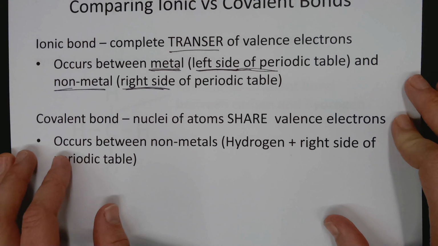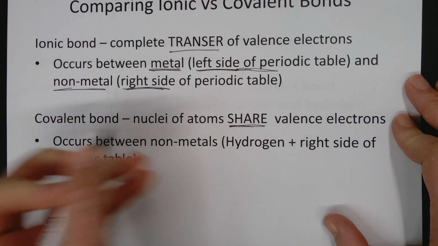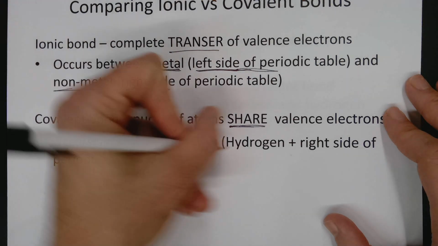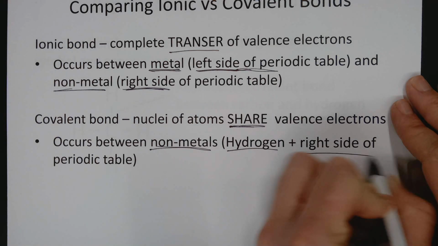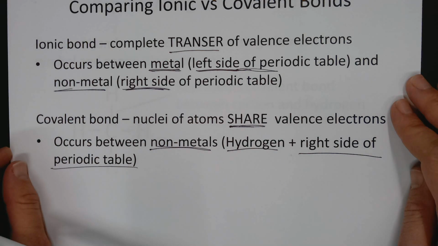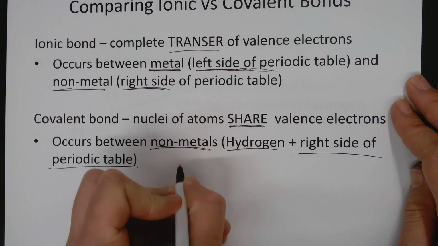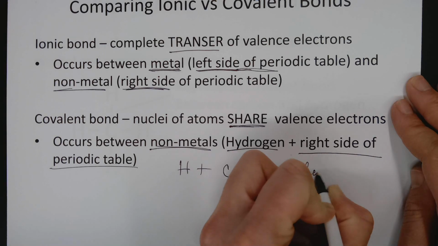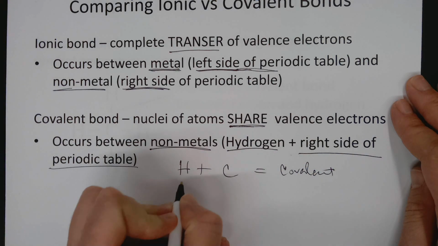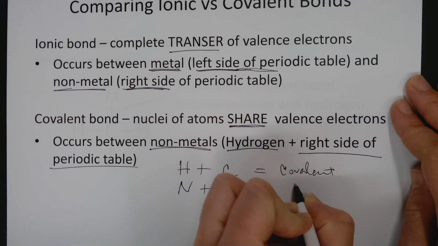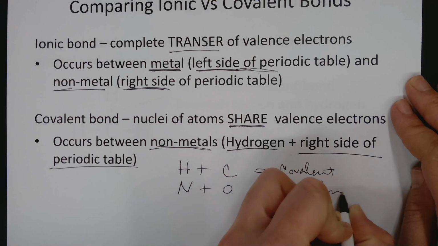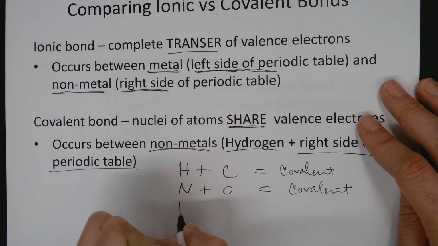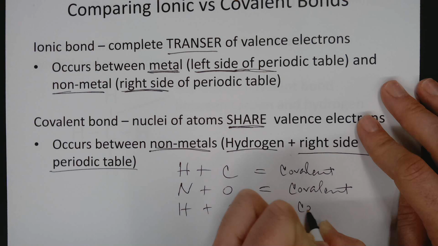Whereas a covalent bond, rather than transferring electrons, we're sharing valence electrons. And this typically occurs between non-metals. So this includes hydrogen and most of the elements on the right side of the periodic table. So if you have elements like hydrogen and carbon, you're most likely going to get a covalent bond. If you have elements like nitrogen and oxygen, you're most likely going to get a covalent bond. If you have elements like hydrogen and oxygen, you're most likely going to get a covalent bond, and so on.